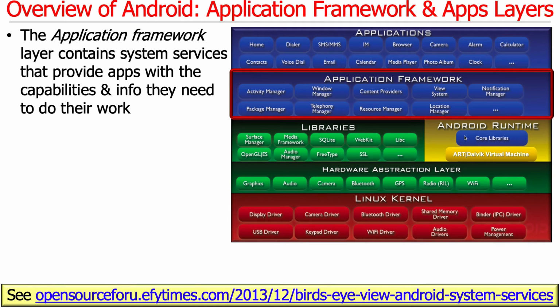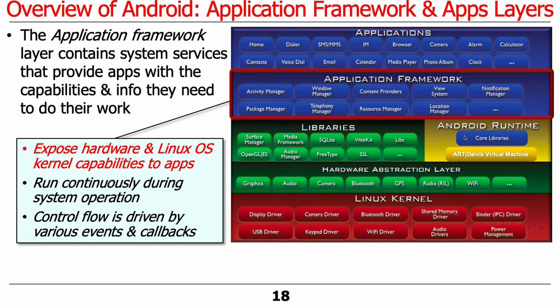So the application framework layer contains a bunch of system services implemented with frameworks that provide apps with all kinds of capabilities and information they need in order to be able to do their work. So here are some of the things that you can do with the application framework layer. You can expose the low-level stuff down here, which you would never program directly because it's written in C. You expose this up to applications in a higher level manner through objects and events and all that kind of good stuff. And if you look here, you'll see there's various services that do this.